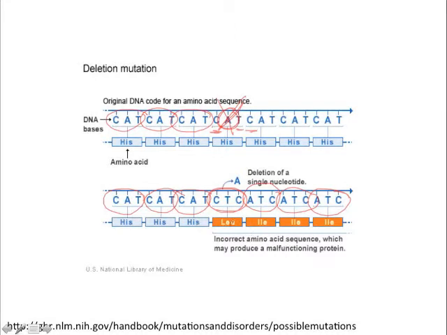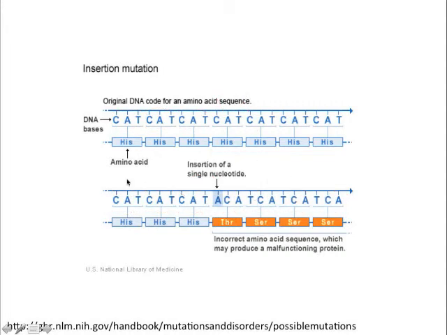If you do 3 deletions, well then all you've done is deleted. So if we had gotten rid of the whole CAT, then we would just remove one histidine, so that might not have been such a big change. But it can again affect the protein.